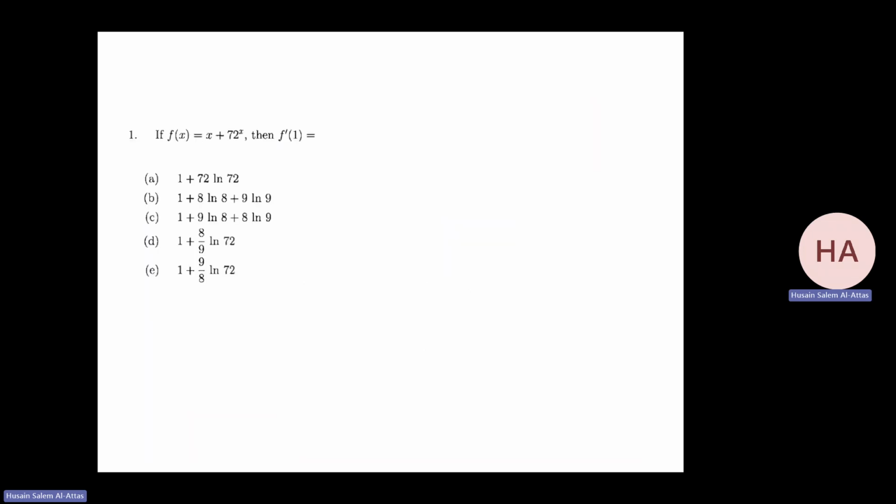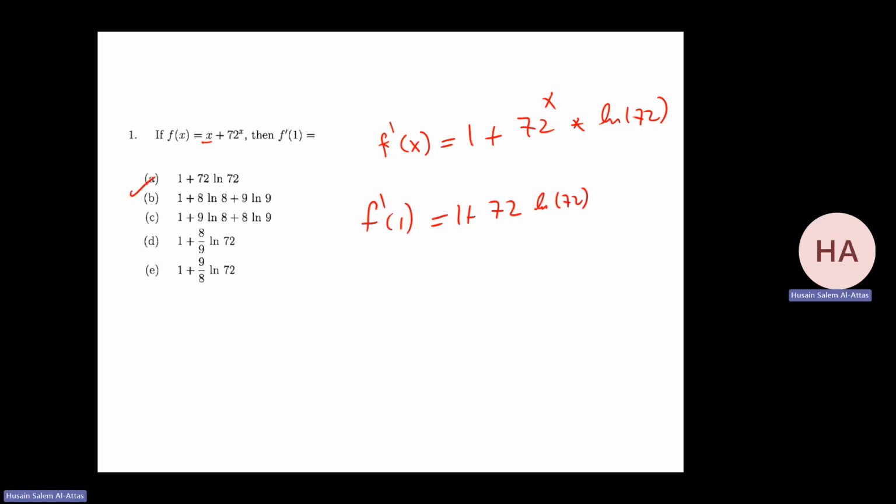Okay, let us do these old exam questions. This is a direct one. What will be f prime at x? Derivative of x, which is 1, plus the derivative of a to the power x, which will be a to the power x times ln a. So when you want f prime at 1, that will be 1 plus 72 ln 72, which is this one.